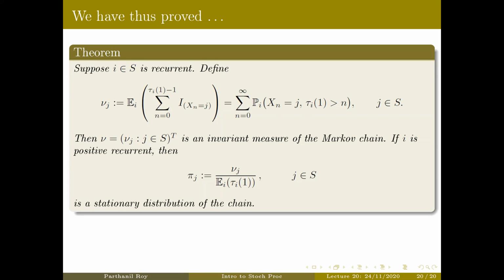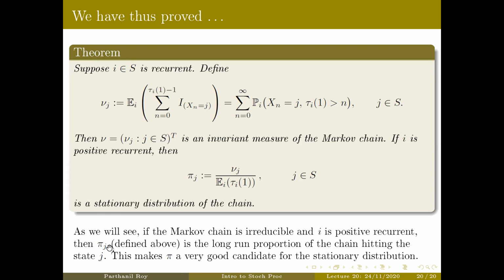Also, one more issue that we'll address next time is that we haven't shown that these nu j's are all strictly between 0 and infinity. We have only shown that in the case when i is positive recurrent. In fact, the sum is strictly between 0 and infinity, and therefore each nu j is strictly between 0 and infinity. Under irreducibility, we'll show that each nu j is strictly between 0 and infinity. We'll do it next time.